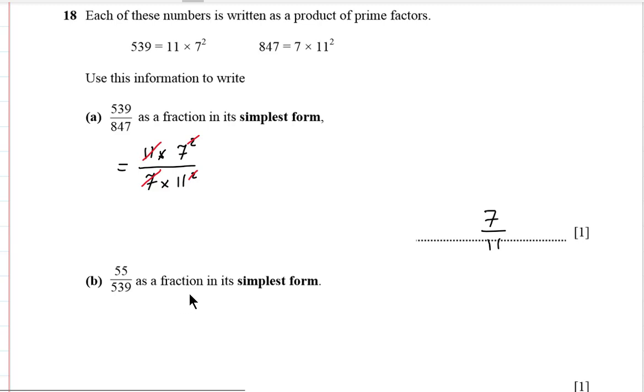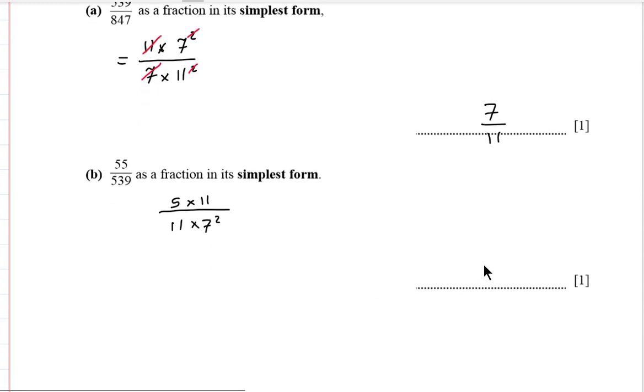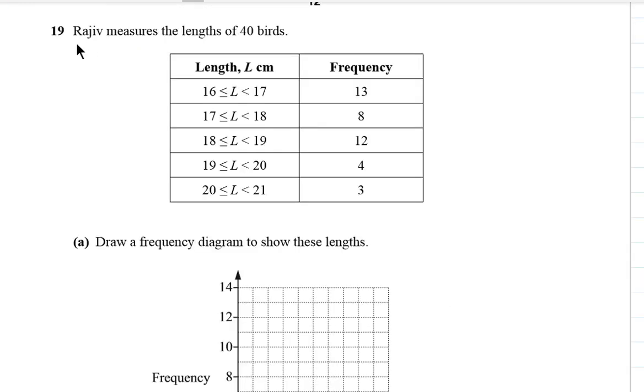B. 55 over 539 as a fraction in its simplest form. 55 can be written as 5 times 11, and then divide by 539, which again we can rewrite as 11 times 7 power 2. We can cancel 11 with 11 and we have here 5 over 49. 5 over 49.